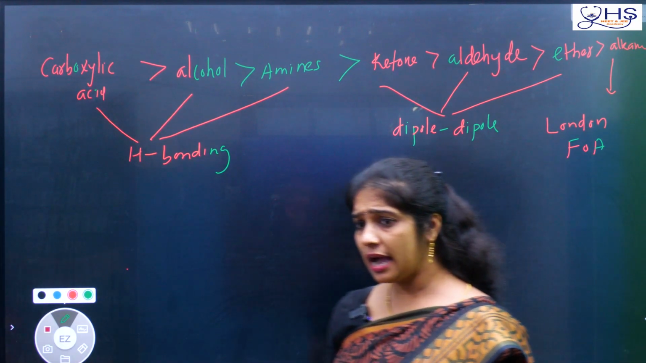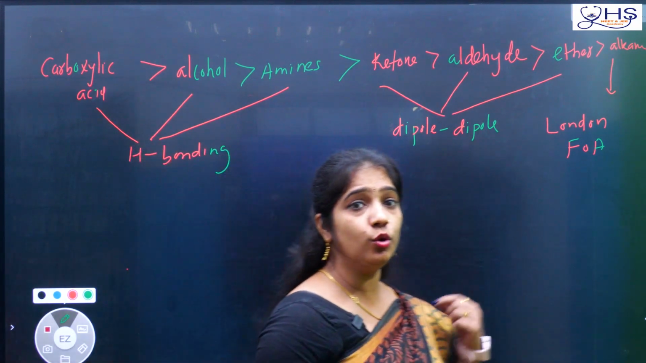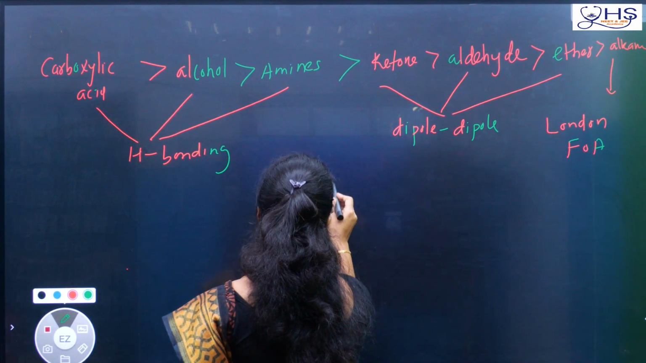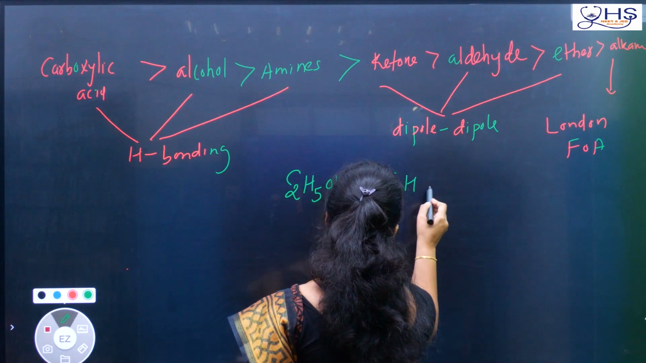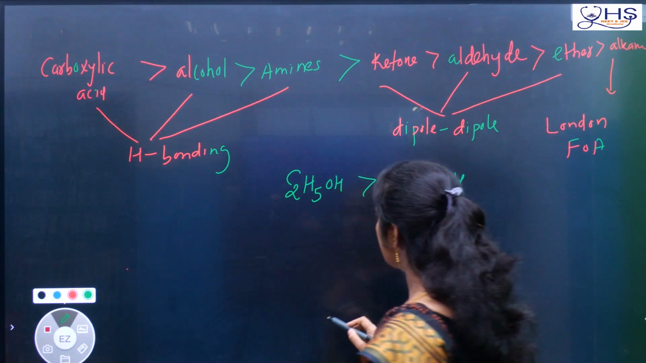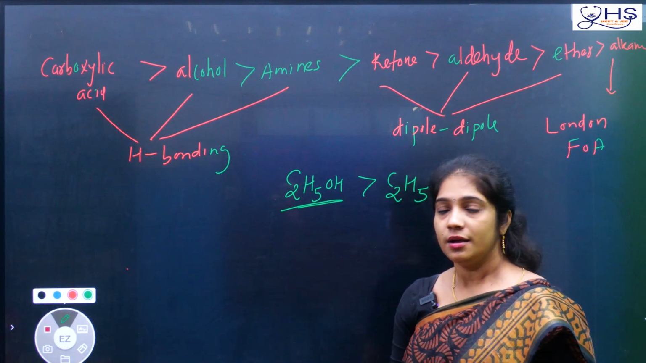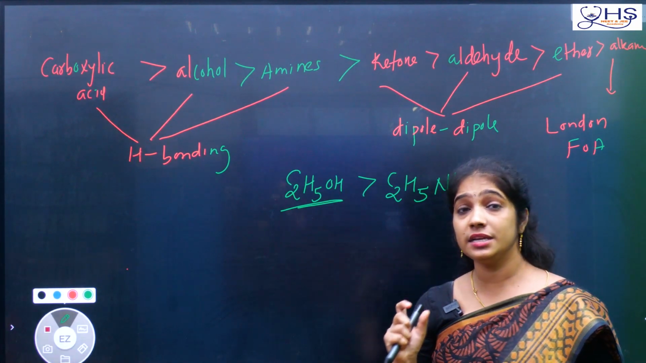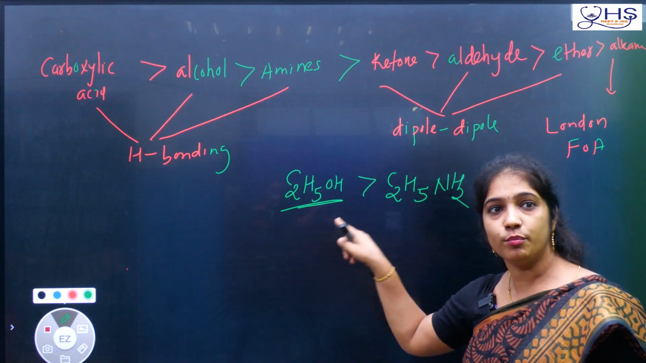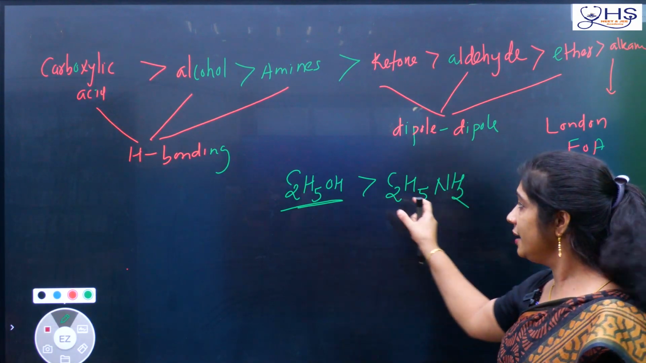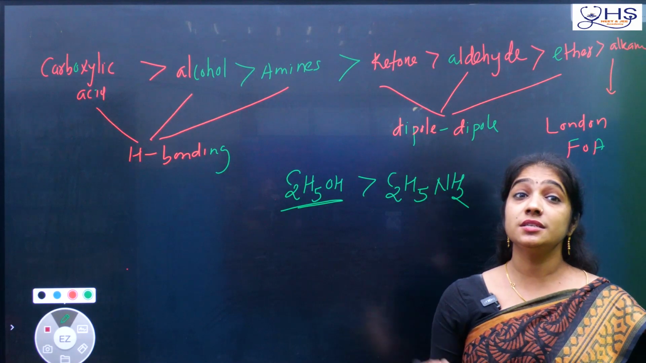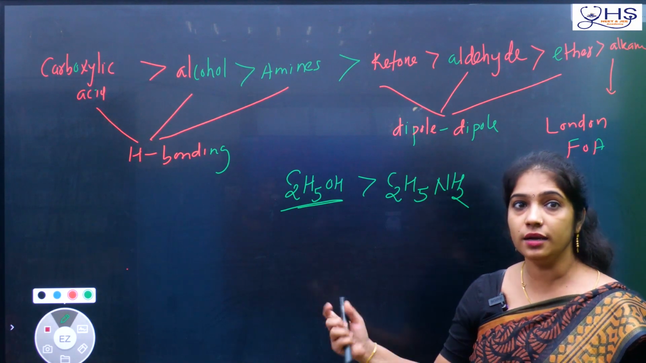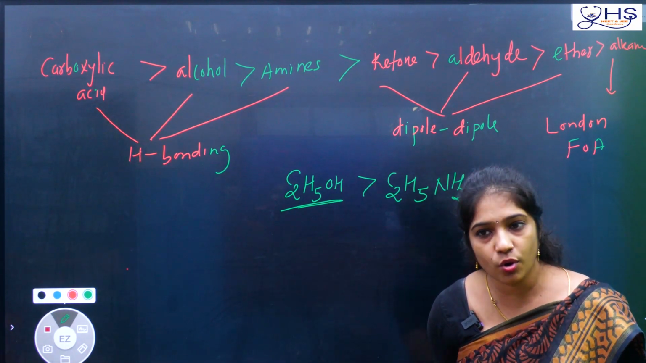Very important. And now why do alcohols have a higher boiling point than amines? They will ask you the question: C2H5OH is having more boiling point than C2H5NH2. Why? Both are having hydrogen bonding, but the strength of hydrogen bonding is stronger in alcohol due to the higher electronegativity of oxygen than nitrogen. Both are forming hydrogen bonding, but the extent of hydrogen bonding is stronger in alcohol. Because of that, alcohol is having more boiling point than amines.